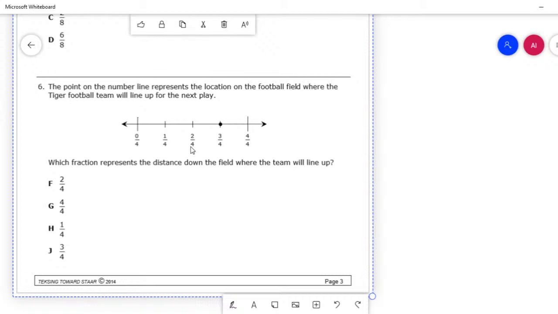So let's just read this problem. The point on the number line represents the location on the football field where the Tiger football team will line up for the next play. And then we have a number line here showing us a point on the football field where they will line up. And the question asks, which fraction represents the distance down the field where the team will line up? So this time we have to take something from a number line and put it as a fraction.